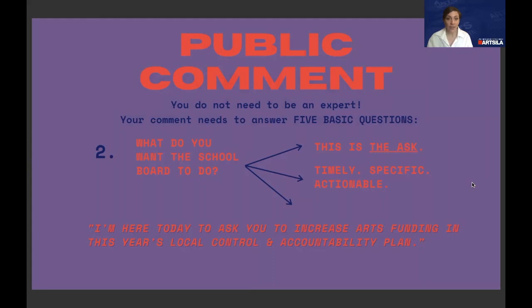But this could sound also like, I'm here today to ask for more art classes in my high school. It could also sound like, I'm here today to ask that you hire 3 additional music teachers for elementary school in our school district. It could sound as general as, I'm here today to ask that you meaningfully include the arts in your planning for the coming year. So this is, again, what you're asking the school board to do. Now, all that matters is that it's specific and that they can actually take action on it. And I'm just going to repeat this example on the slide. I'm here today to ask you to increase arts funding in this year's local control and accountability plan.